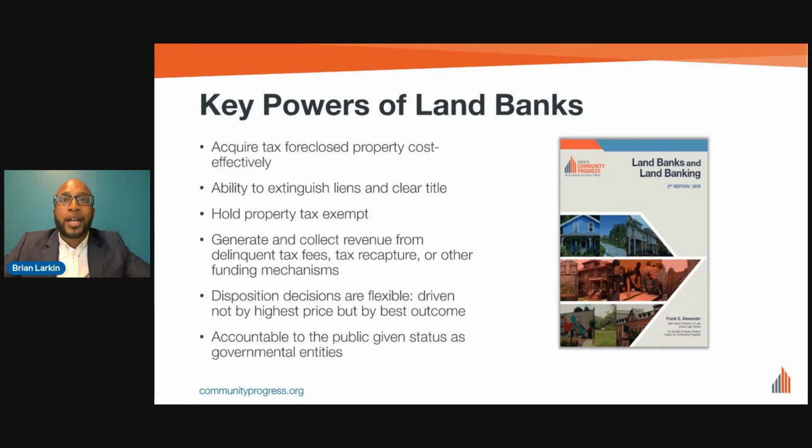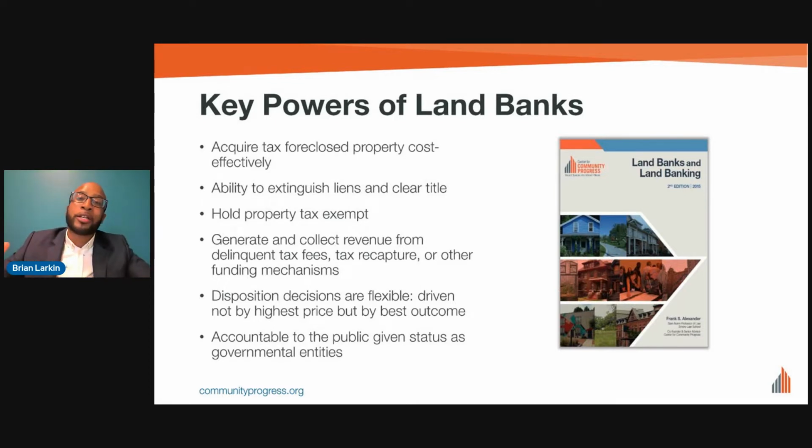And land banks are not just a redevelopment authority or just a real estate arm, because they operate with a higher mission in mind. The majority of land banks, and our most successful and effective ones, engage in disposition strategies where they're giving property, selling property, and transferring properties based on community goals, not just based on the highest transaction. So again, when you think about some of the things I stated earlier, we're dealing with some of the toughest properties that are falling through the cracks, serving as a safety net.